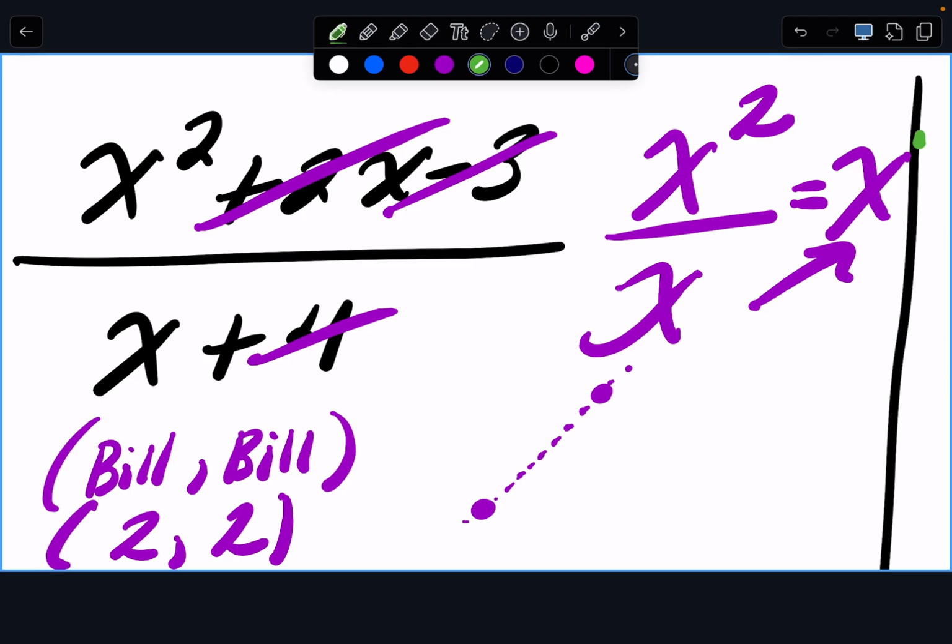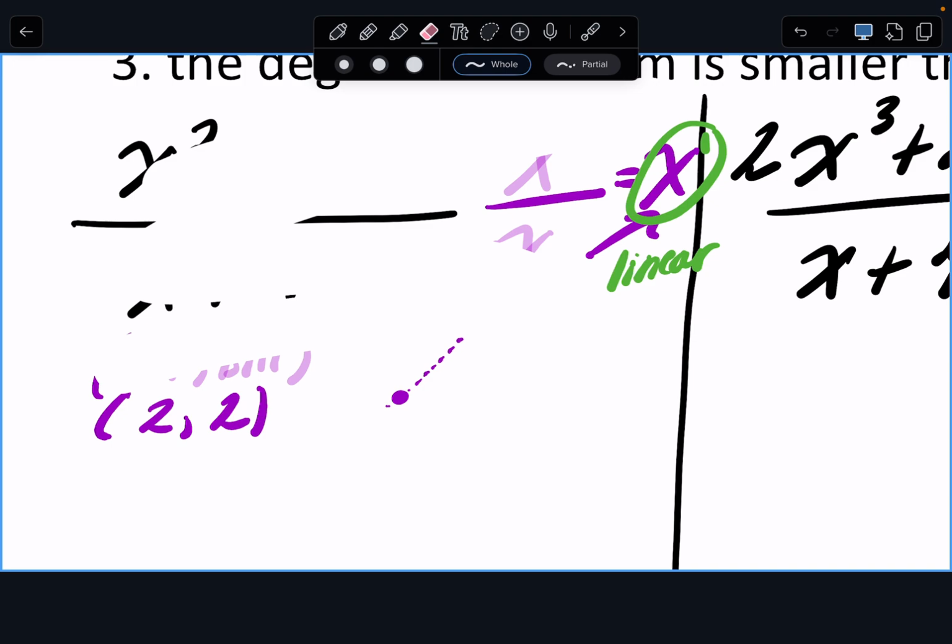Which makes sense. What is x? Isn't x to the first? Isn't that by definition linear? So if you have an x on top, it's a line. What if it would have been x squared on top? What would the shape be? A quadratic, right? A parabola. Do you guys see what I'm saying? So in this case, there was an x on top, which made it linear. So then guess what we actually have to do?